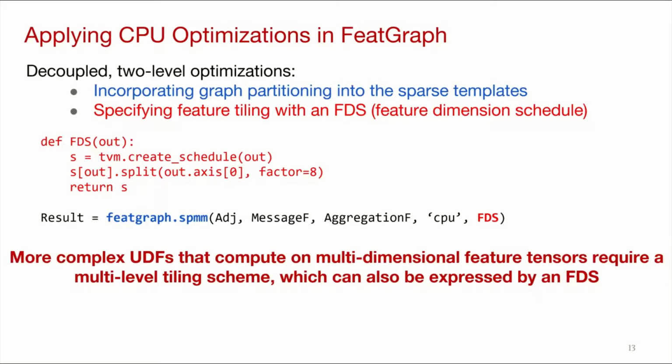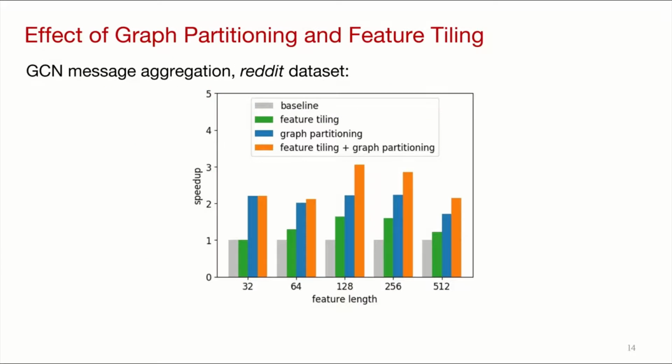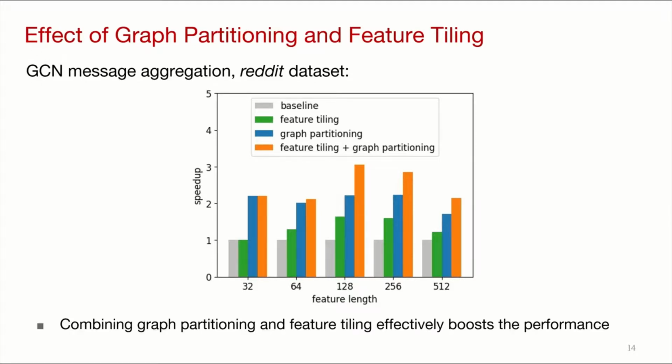More complex UDFs that compute on multi-dimensional feature tensors may require a multi-level tiling scheme, which can also be expressed by the FDS. We evaluated the effect of graph partitioning and feature dimension tiling. The figure shows the results on the Reddit dataset under different feature lengths. As we can see, combining graph partitioning and feature tiling effectively boosts the performance.